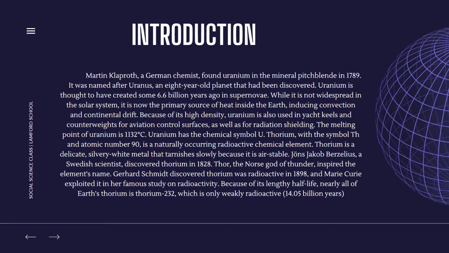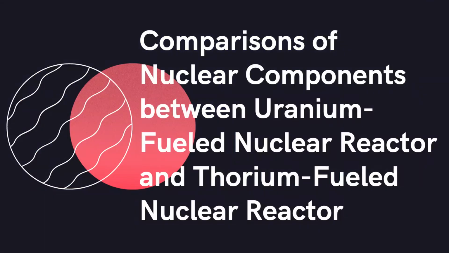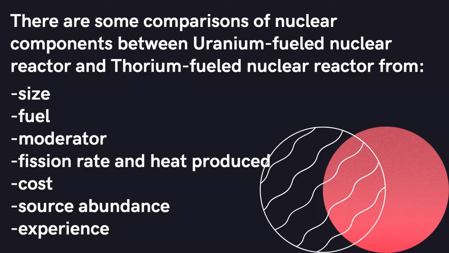Because of its lengthy half-life, nearly all of Earth's thorium is thorium-232, which is weakly radioactive and has a half-life of 14.5 billion years. There are some comparisons of nuclear components between uranium-fueled and thorium-fueled nuclear reactors: size, fuel, moderator, fission rate and heat produced, cost, source abundance, and experience.